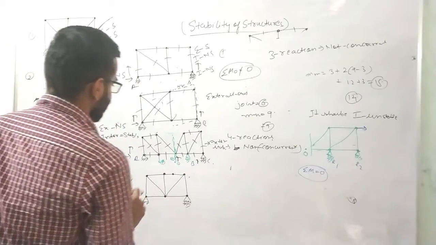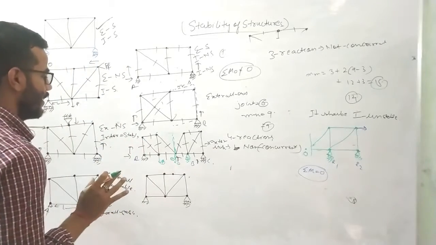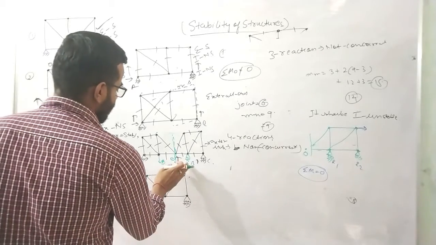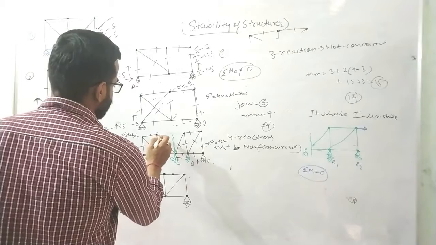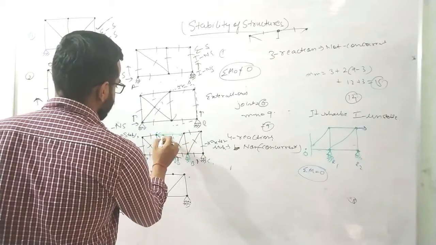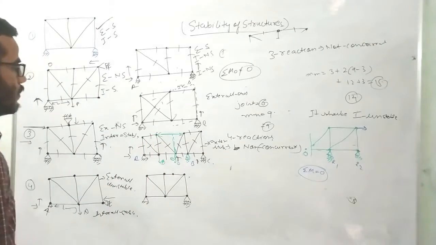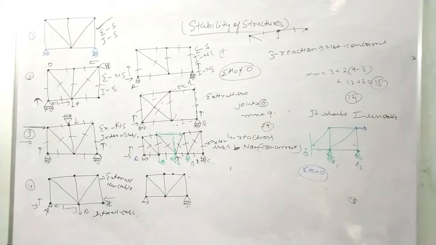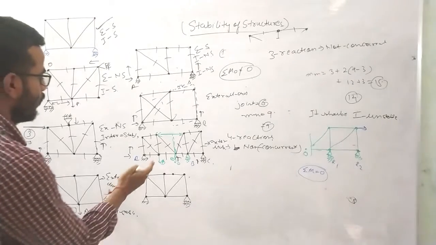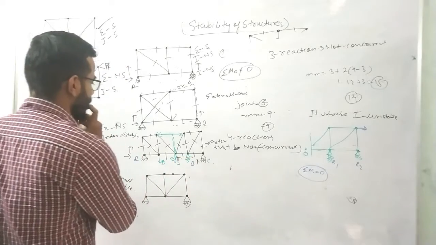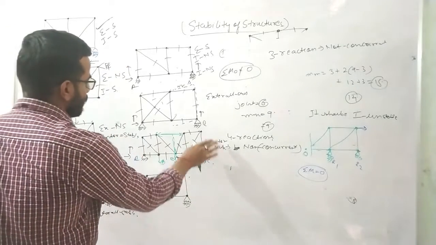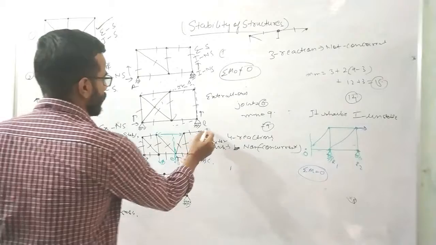To be more precise, this thing should be very clear. This external reaction at this point is compensating for the deficiency of a member. If this wants to bend or rotate about this point, this reaction is resisting it. So we can say that this is a stable truss. This is a very important question.